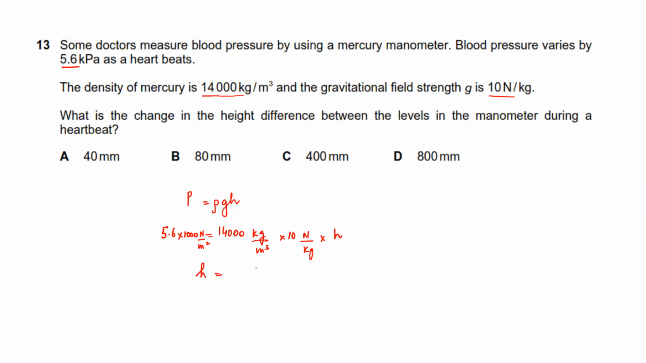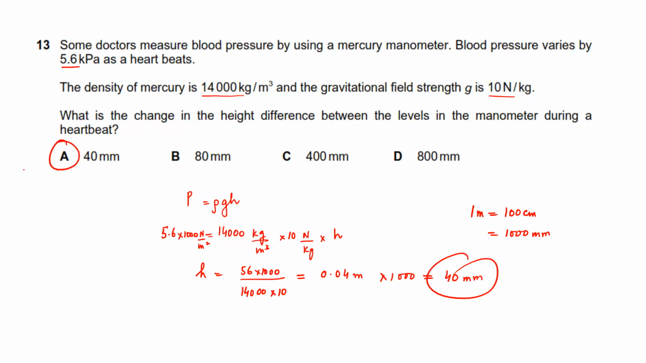So the height will be 56 into 1000 divided by 14,000 multiplied by 10, and this value of h comes out to be 0.04 meters, and it's asked in millimeters. So 1 meter is equal to 100 centimeters is equal to 1000 millimeters. Multiplying by 1000, we get 40 millimeters of Hg. So during the heartbeat, answer A will be the best choice we have.